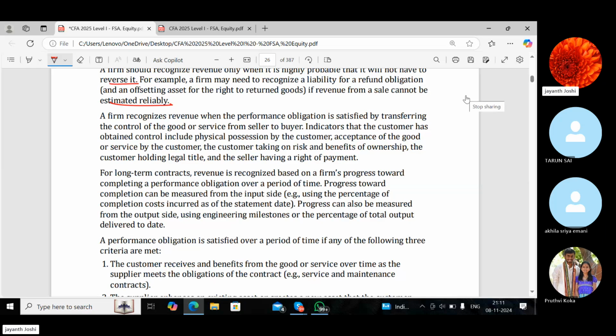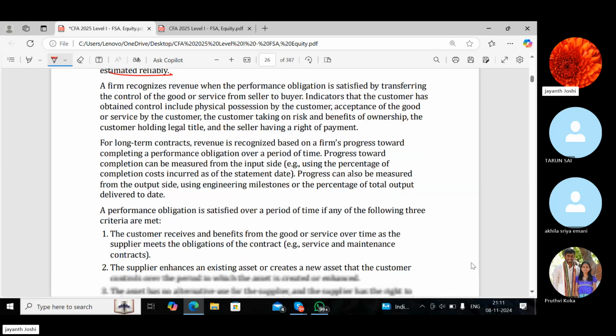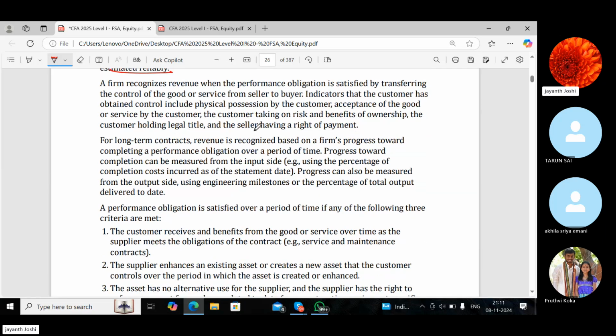And here comes: for long-term contracts, revenue is recognized based on the firm's progress toward completing a performance obligation over a period of time. So, for example, what happens in construction contracts. Let's say you have booked a flat with a builder. First, they'll make the slab, the basement, then first floor, second floor, third floor, fourth floor, fifth floor slabs.